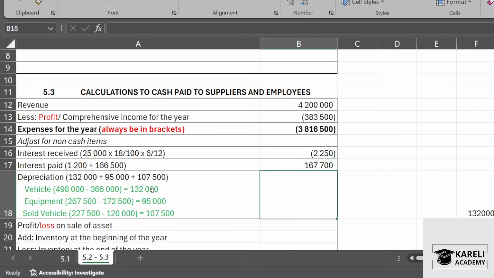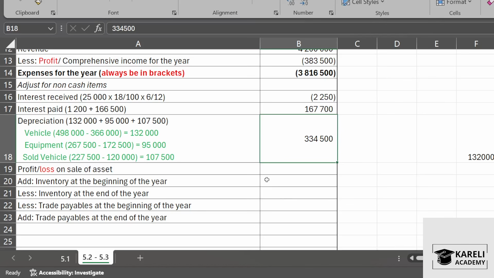Now, once we have those three amounts, we must add them. 132,000 plus 95,000 plus 107,500. They will give us 334,500. Now, I showed you how do you get this amount. So don't be surprised. That's how you find them.